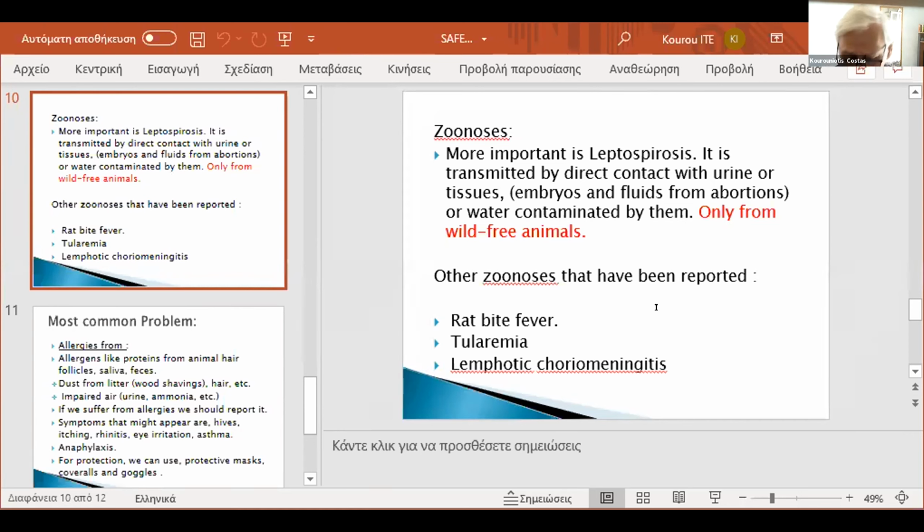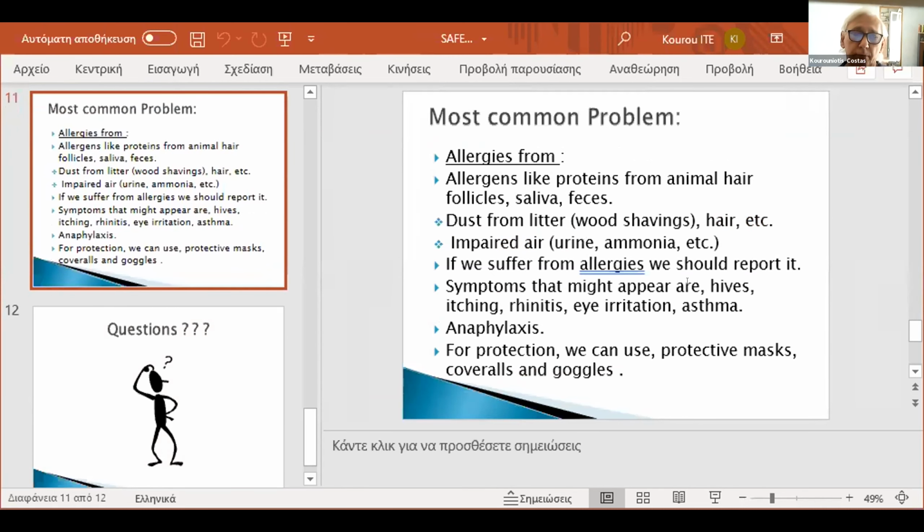Where our animals are supposed to be pathogen-free. For that reason, we have a periodic health screening, so they're not dangerous. Well, we have a lot of zoonoses. Some of them are like rat bite fever when we work with rats, tularemia, etc. But the real problem is allergies.